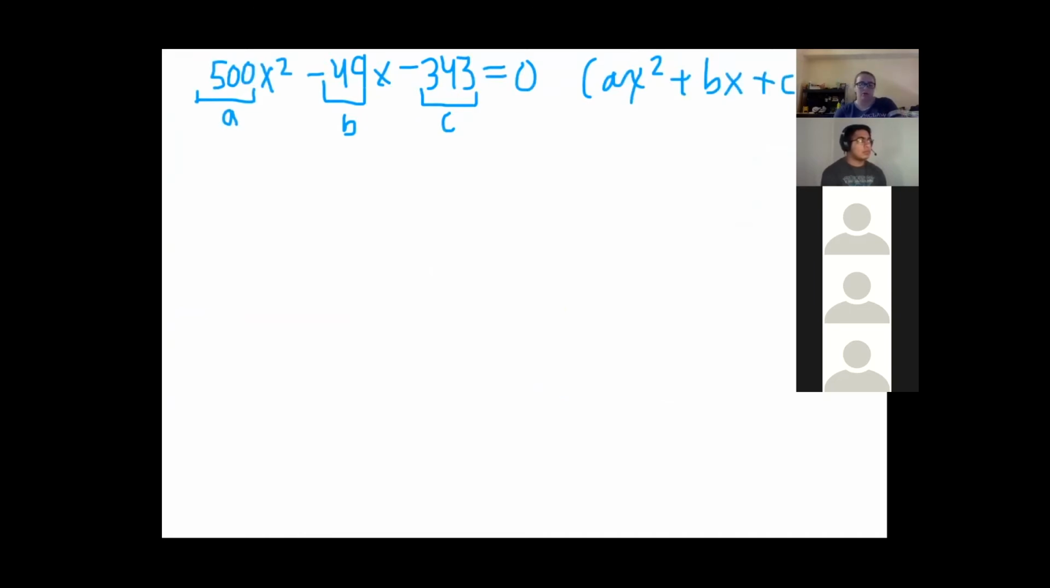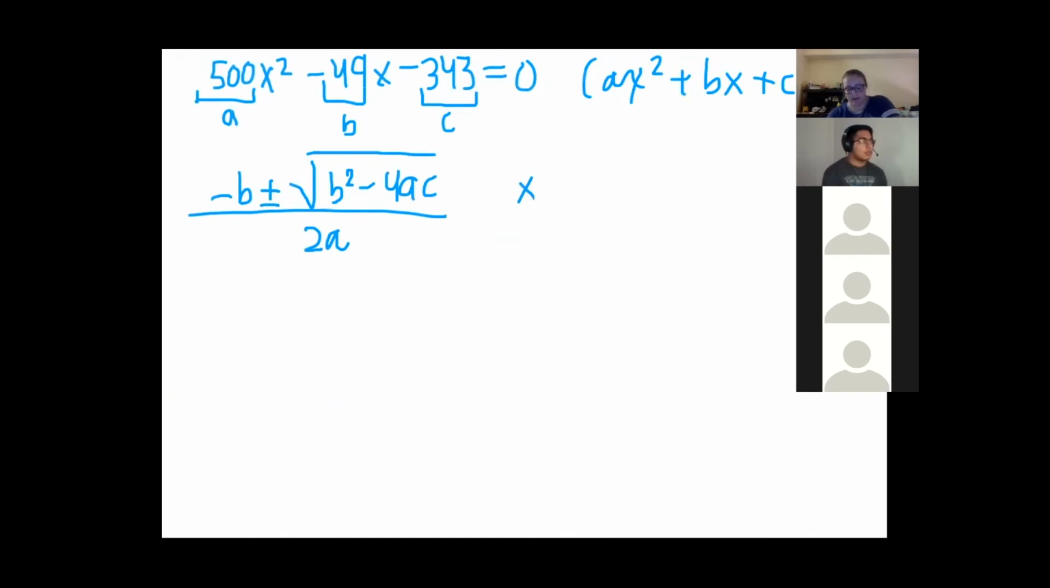And as we know, our quadratic formula is negative b plus or minus the square root of b squared minus 4ac all over 2a. So if we were to plug in our values from above into this quadratic formula using a calculator, it would give us one viable option for x, which is equal to 0.879 meters.